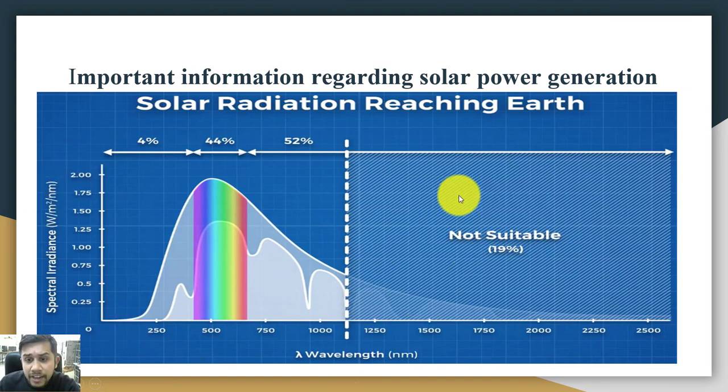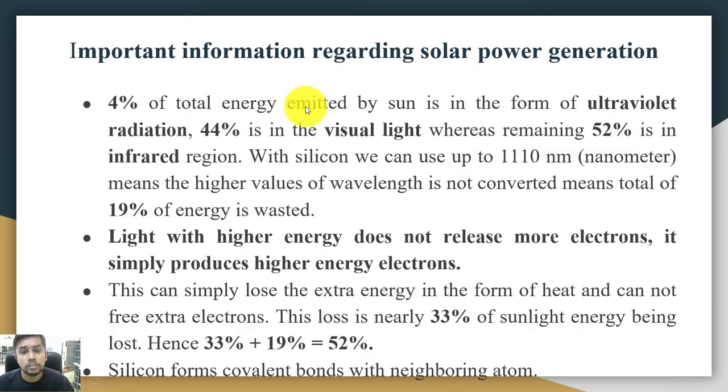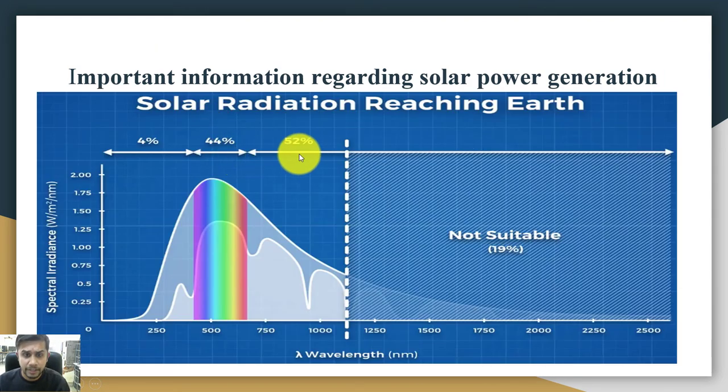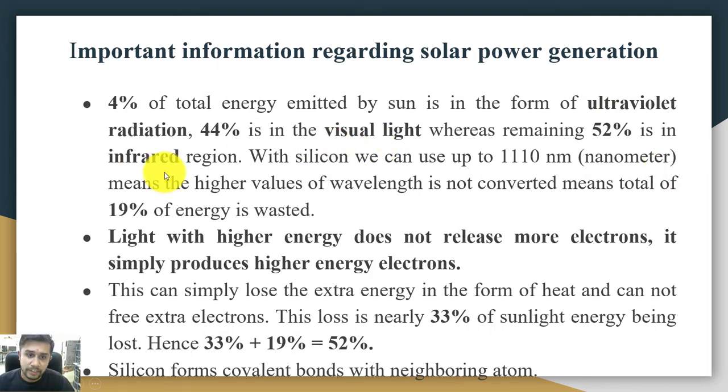Out of which 19% is not suitable, which means the efficiency is further reduced by 19%. See, 4% of the total energy emitted by the sun is in the form of ultraviolet radiation, 44% is in visible light and 52% is in the infrared region. With silicon, we can use up to 1110 nanometer. Higher wavelengths are not converted, which means 19% of the energy is wasted till date. So light with higher energy does not release more electrons.